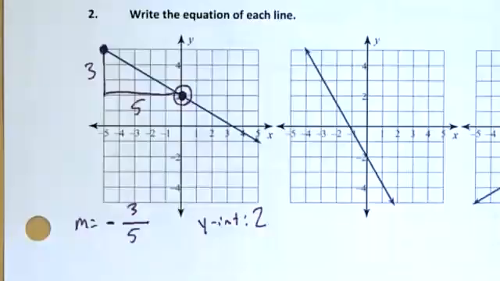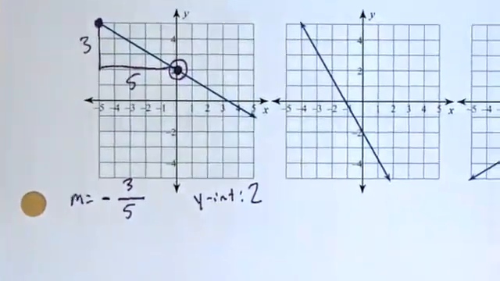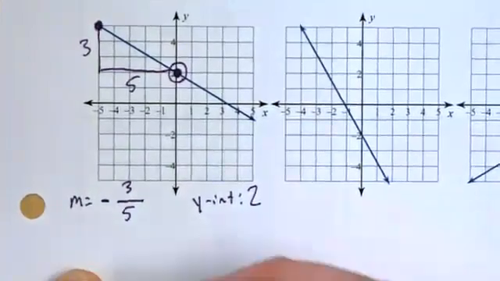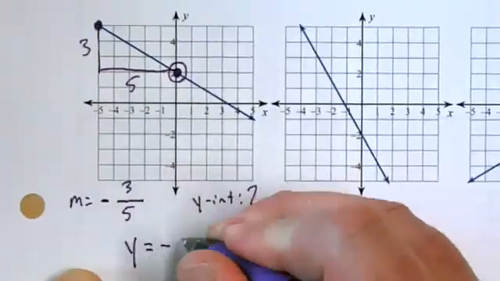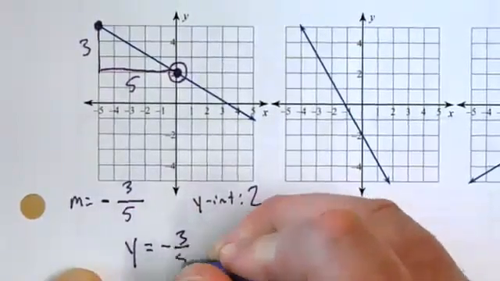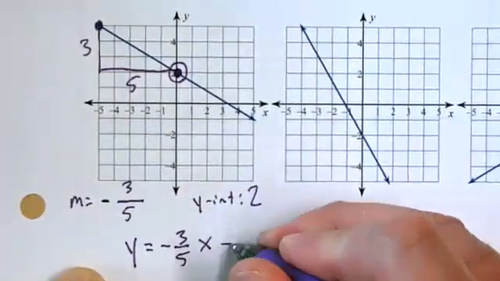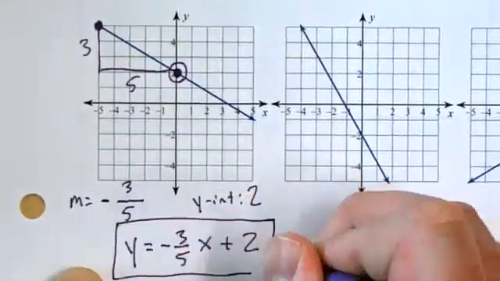So those are the two things that are going to go into our equation. We have not done this yet in this class anyways, so please pay attention. We're just going to put those together in the equation. The equation is going to look like this. Y equals mx plus b. So here's my m. I'll put the letter x after that. And then b is whatever your y-intercept is. So plus 2. This would be the final answer for number 2.